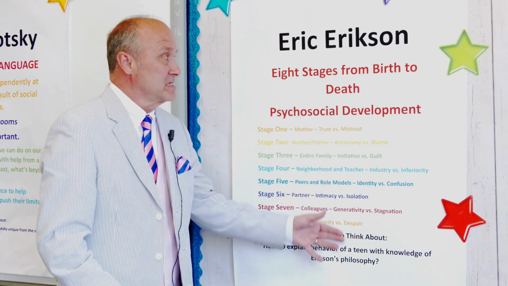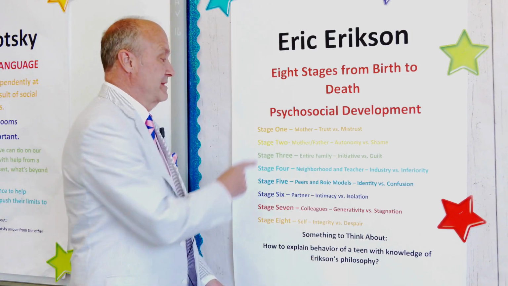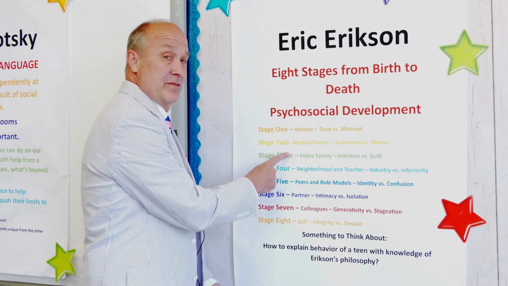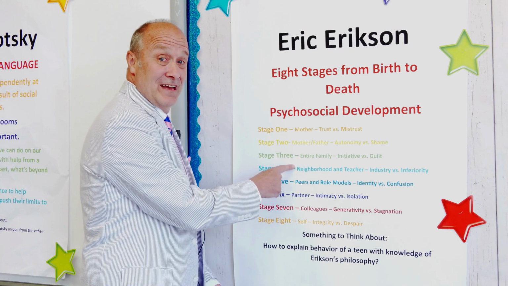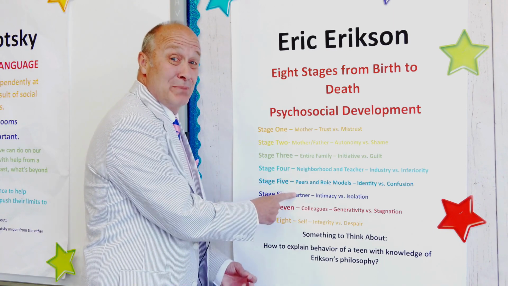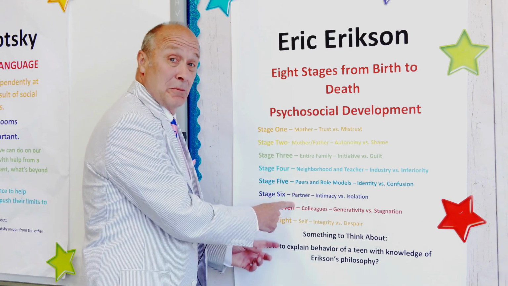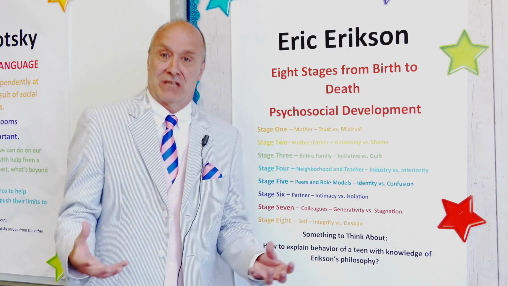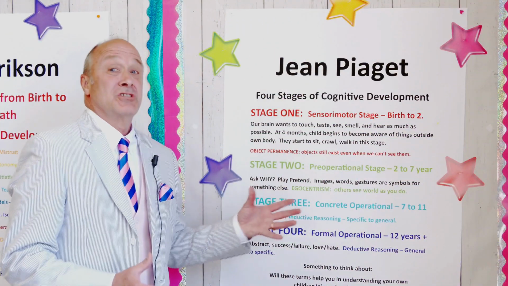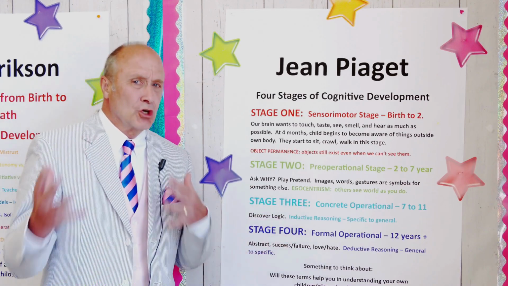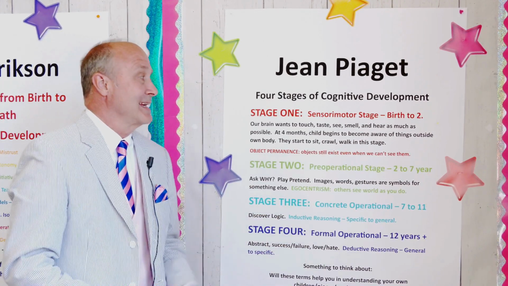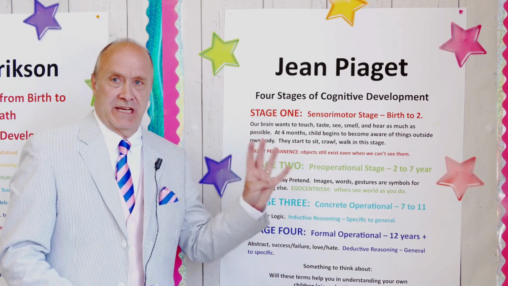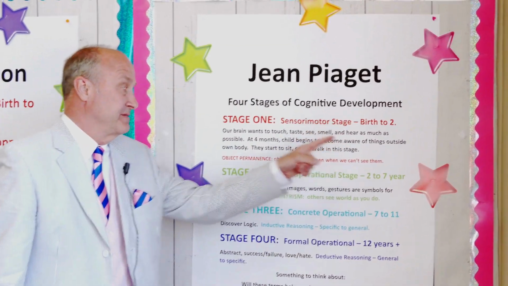So these are the stages of Erikson. Be mindful that it's mother, father, the entire family, neighborhood and teachers, peers and role models, your partner for life, hopefully, your colleagues, and then yourself. Piaget might be a theorist that you've heard in your past, and he had 4 stages of cognitive development.